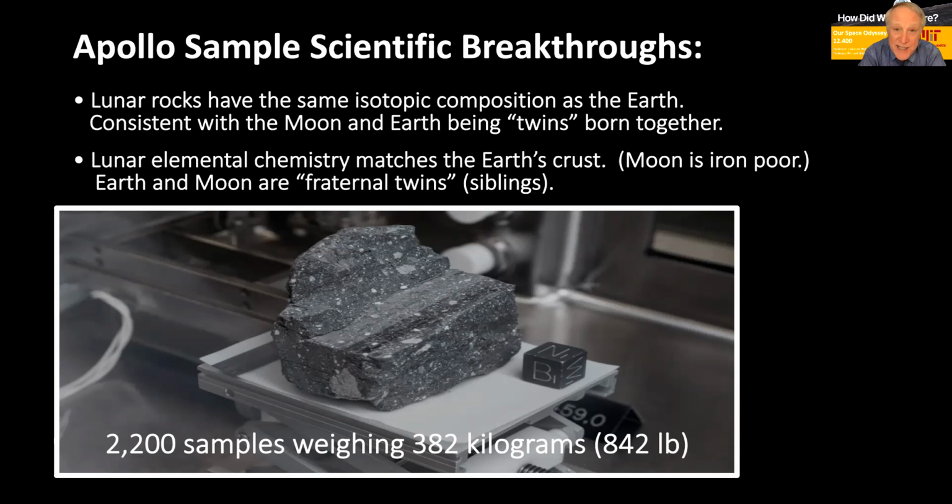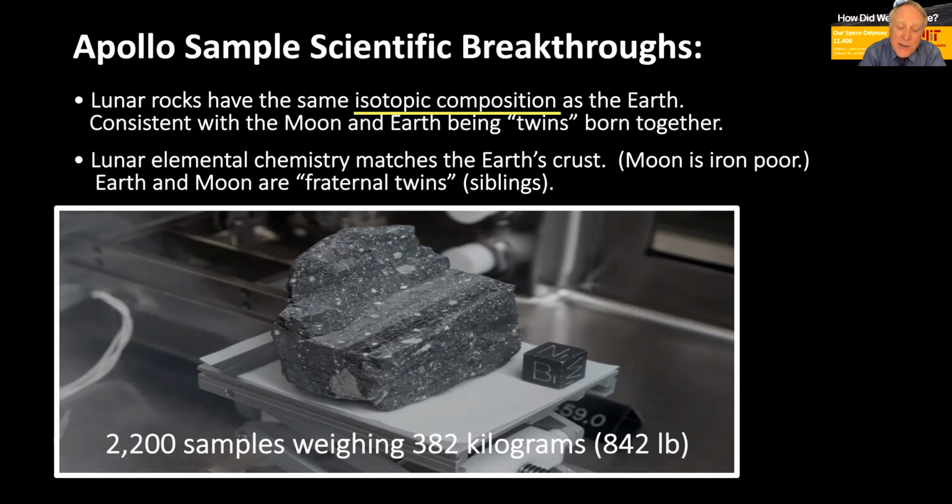So that accounts for the density. So when we measured the lunar rocks, we now understood why the density was low. The moon just simply does not have very much iron. And so even though the Earth and moon may have been born together, they're not identical twins, they're fraternal twins or siblings. And so we got these new facts added to trying to understand where the moon came from.